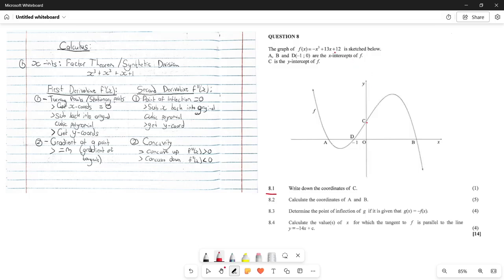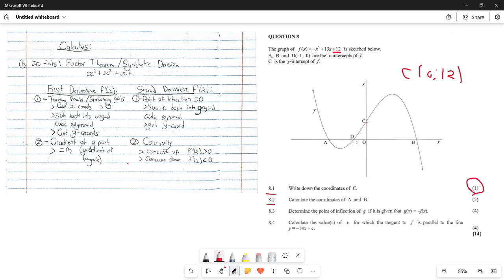So for a cubic polynomial, our last term, the actual term without an x cubed, x squared, which is not here, or an x, is our C value. It is our y-intercept. So right now, we have the coordinates of C. It is, in fact, 0 and 12, which we can interpret from the initial cubic polynomial. So then we move on to 8.2.